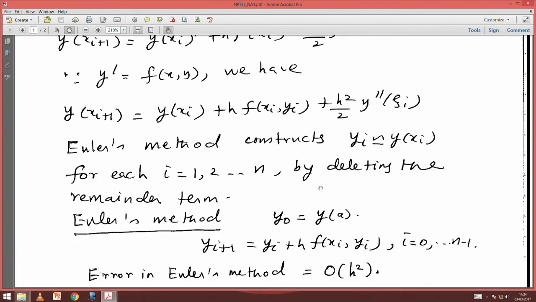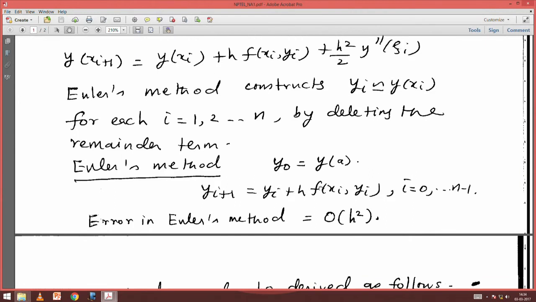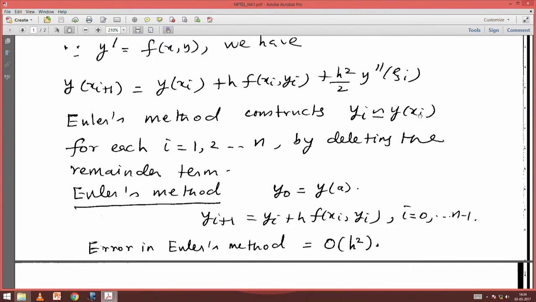What does Euler's method do? Euler's method constructs an approximation for y of xi, call it yi, at the point xi for each i which takes values 1 to n, by deleting the remainder term. What is the remainder term? This is the remainder term. So, I delete this term and write down the resulting method.